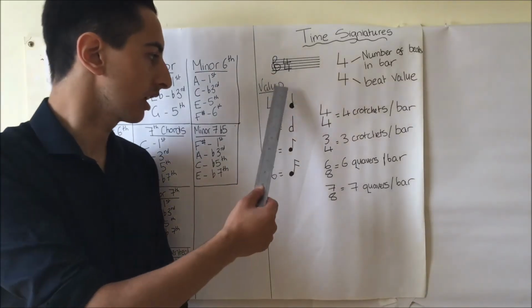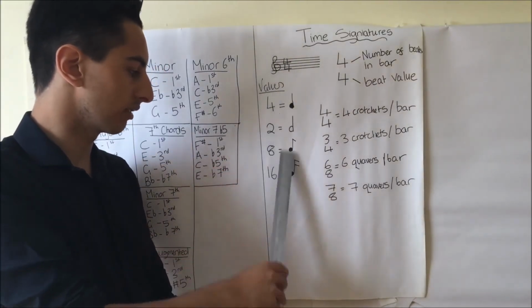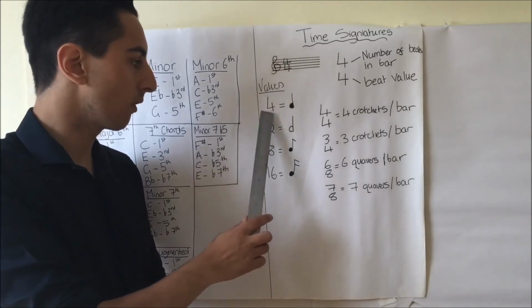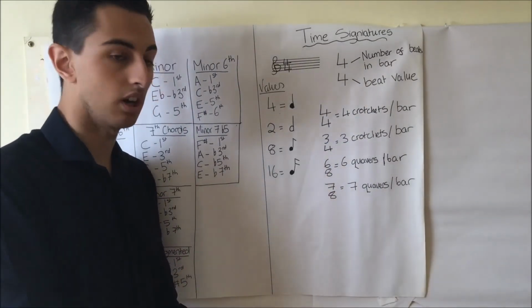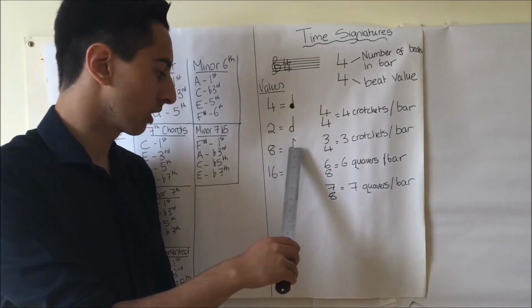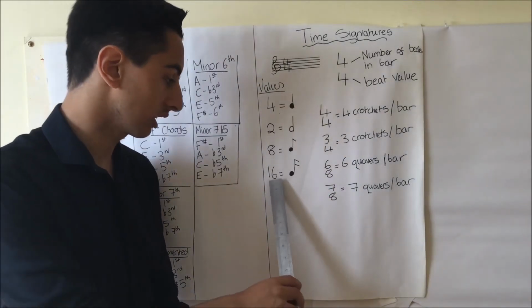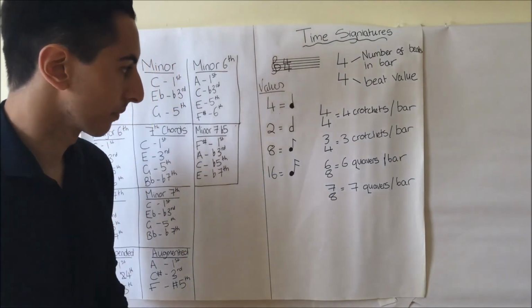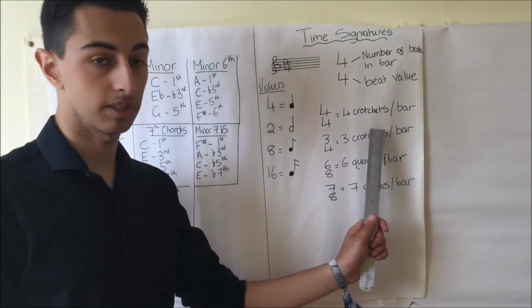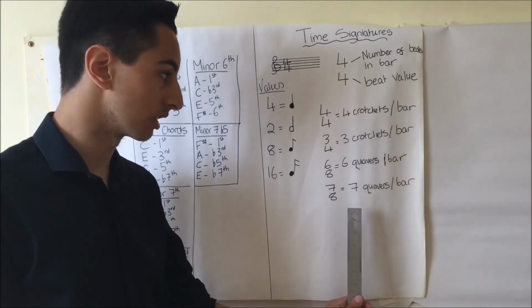Down the left hand side here we can see some of the common values of notes in each bar. 4 is a crotchet beat or quarter note, 2 is a minim or a half note, 8 is a quaver or an eighth note, and 16 is a semiquaver or a 16th note. Here are some common time signatures found within music.